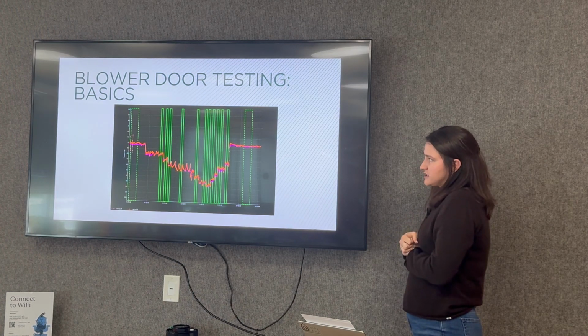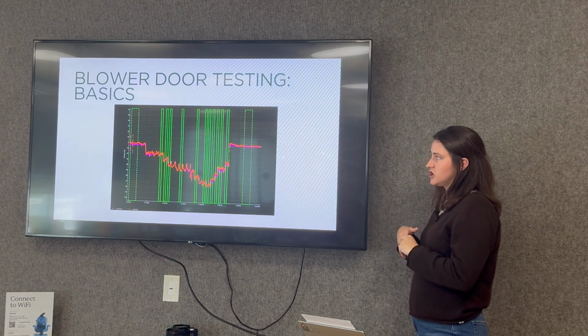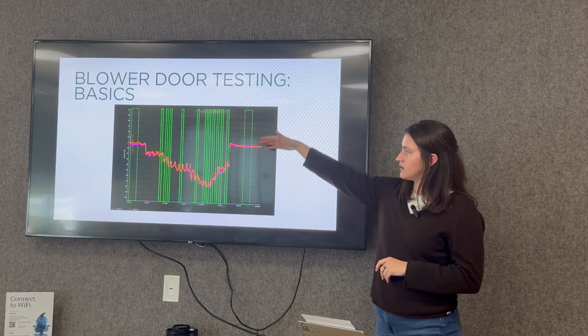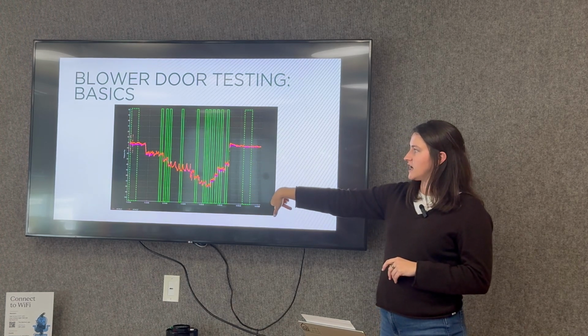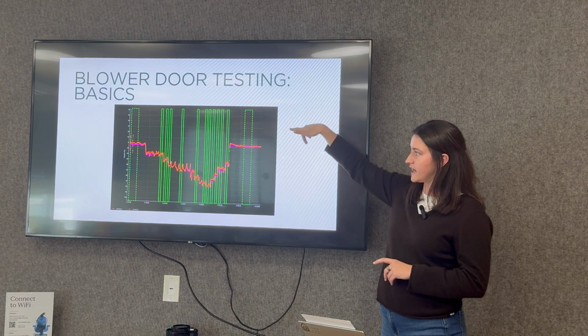The dashed green rectangles are the baseline building pressure where the doors are just closed, and the little blips that you see are typically just air movement. So here the x-axis is time and the y-axis is building pressure. And this is for a negative pressure test.